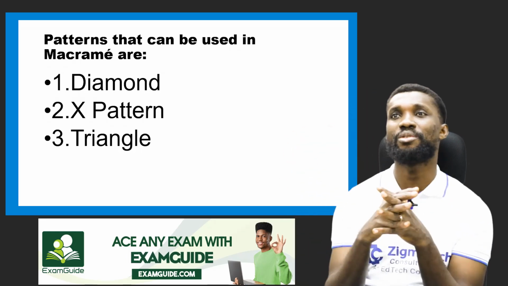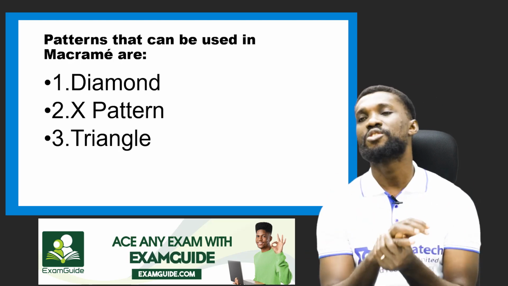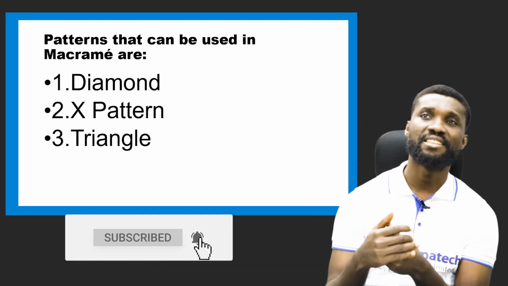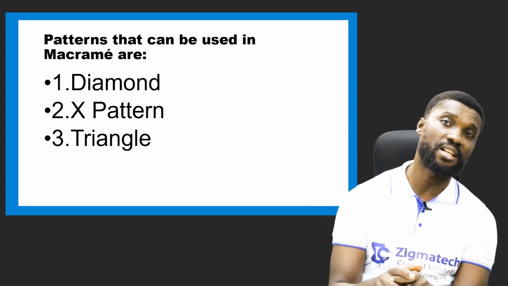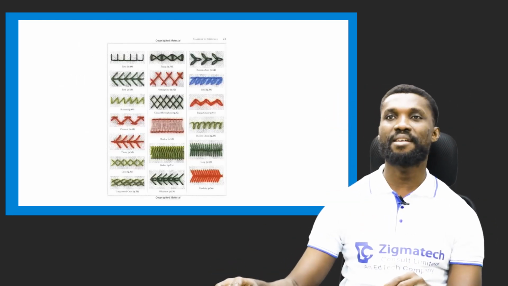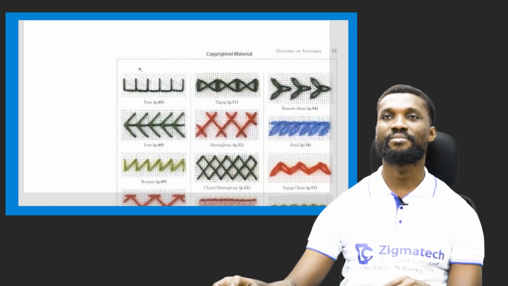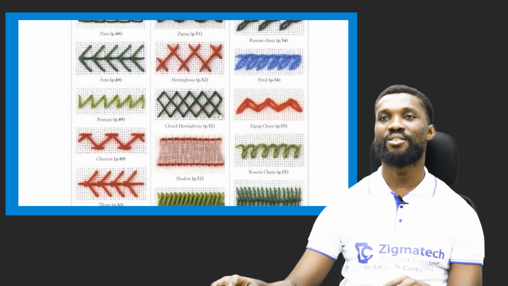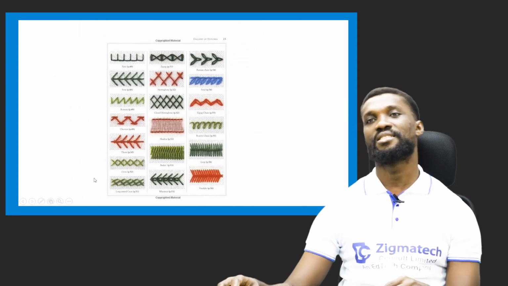Now let's look at patterns that can be used in MACRAME. Number one, we have the diamond, we have the X pattern, and then we have the triangle pattern. So these are the few patterns that we're going to look at in the course of this study. So if I ask you what are the patterns that can be used in MACRAME, you tell me diamond, X pattern, and triangular pattern. Now if you watch here, you'll see some of the patterns that I just itemized. Let me see if I can zoom in close so you can have a feel of them. So these are different patterns of NEEDLECRAFT. You can take your time to practice them and then start creating.